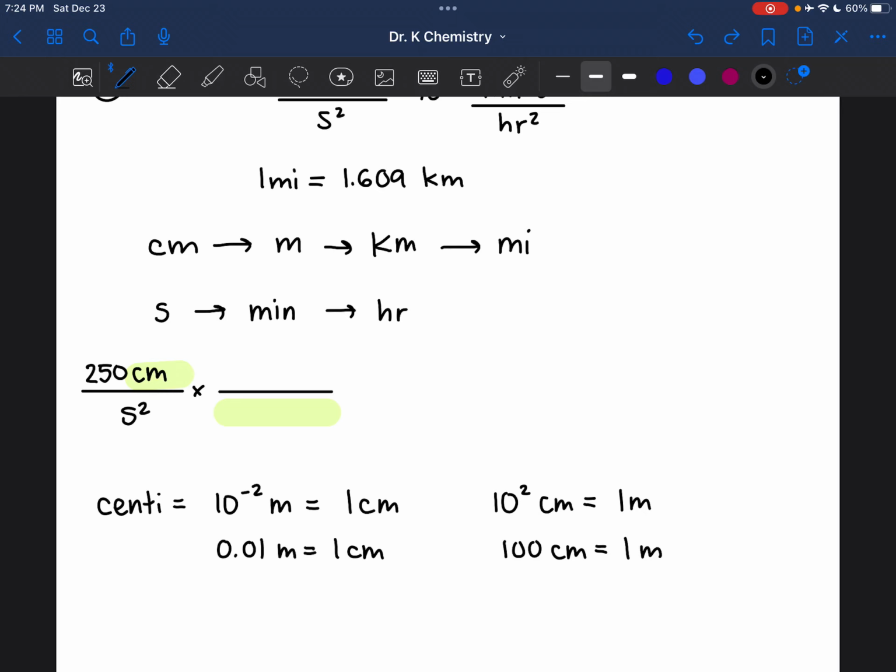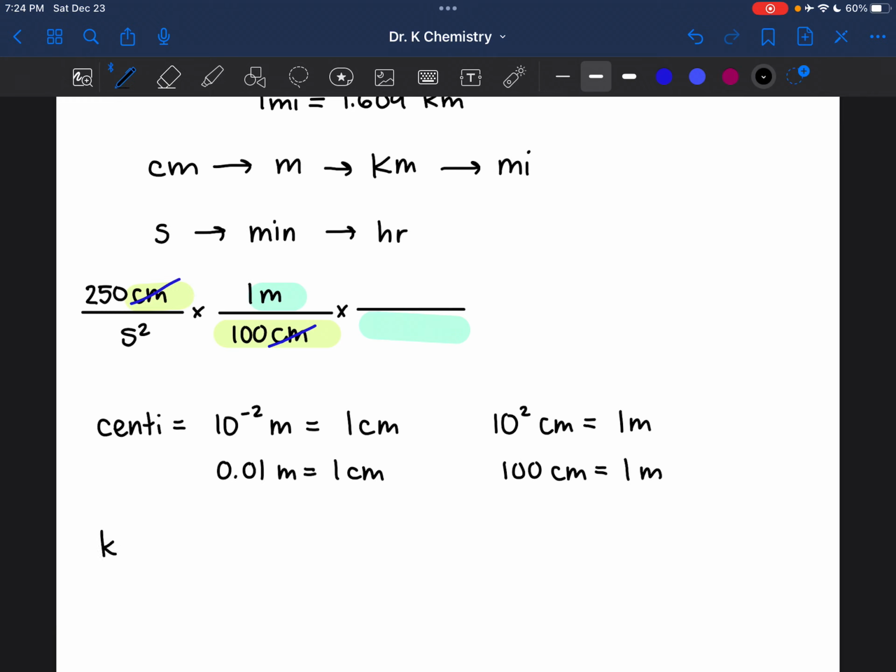Okay, we need to put centimeters in the denominator. So there are 100 centimeters in 1 meter. And now that we have centimeters in the numerator and denominator, they cancel out. And now we have meters. So the next thing I need to do is get rid of the meters. I'm going to convert meters into kilometers. And since there are meters in the numerator, I need to put meters in the denominator. Well, kilo means 10 to the 3, or 1,000. And there are 1,000 meters in 1 kilometer.